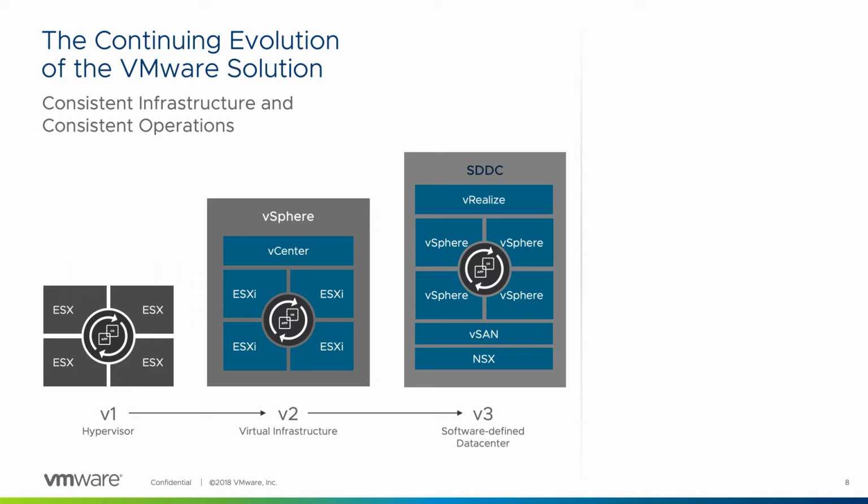On top of that, it provided you things like HA and DRS that allowed the infrastructure to automatically load balance and automatically restart virtual machines when failures occurred. More recently, we introduced what we refer to as the third iteration of VMware, which is called the software-defined data center.